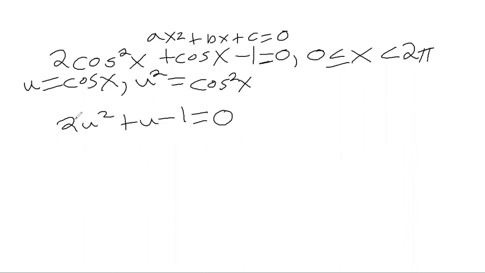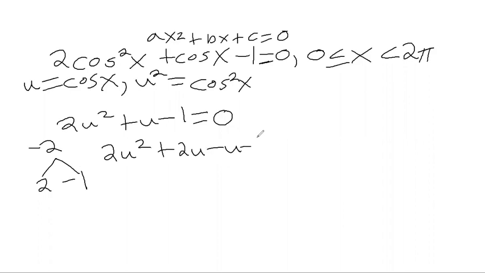So using some algebra, the AC method. This is my A, this is my C. So 2 times -1 is -2. So I have to find two numbers that multiply to -2 and add up to 1. Well, 2 and -1, because 2 times -1 is -2, and 2 minus 1 is 1. So now write it out. I have 2u squared plus 2u minus u minus 1 equals 0.